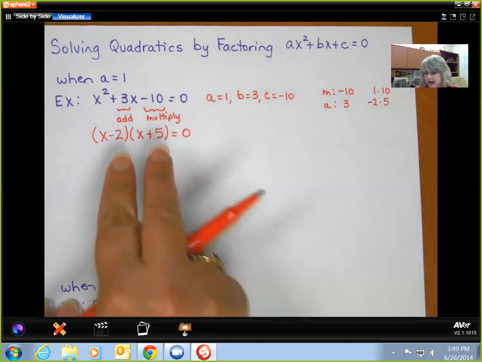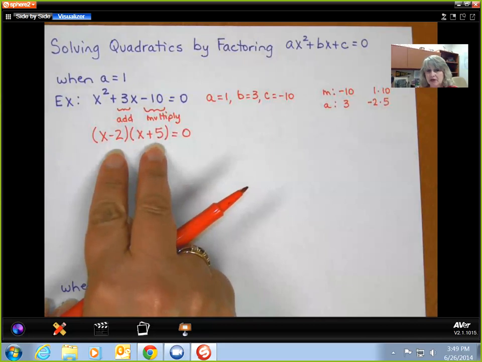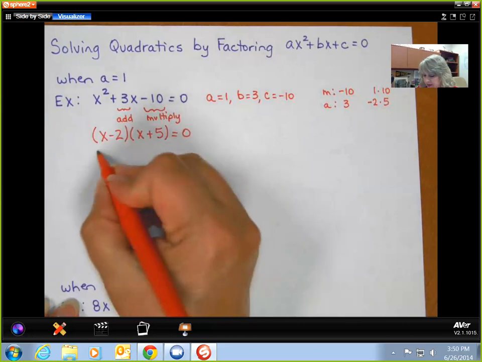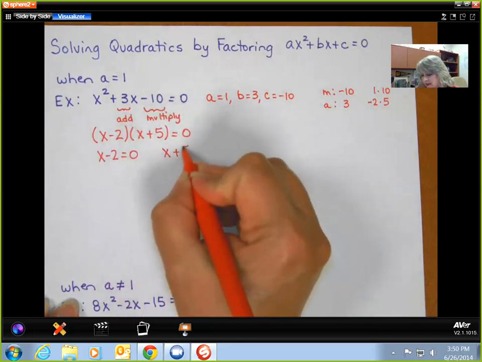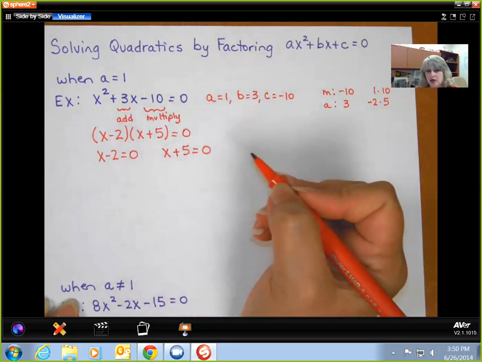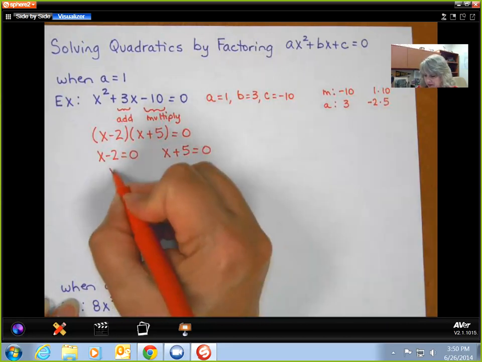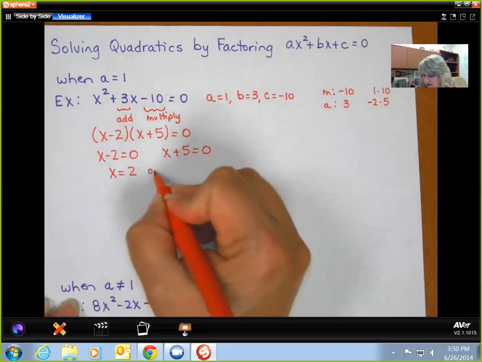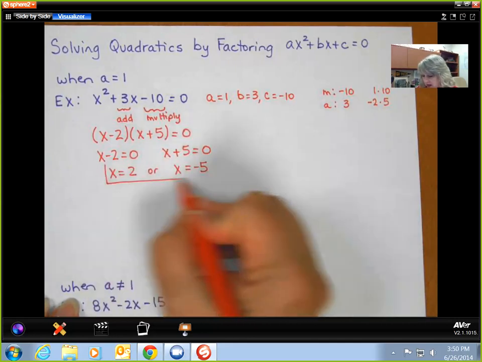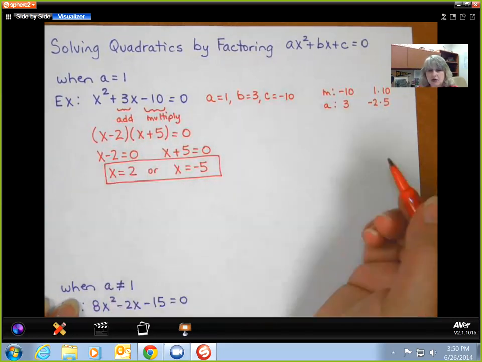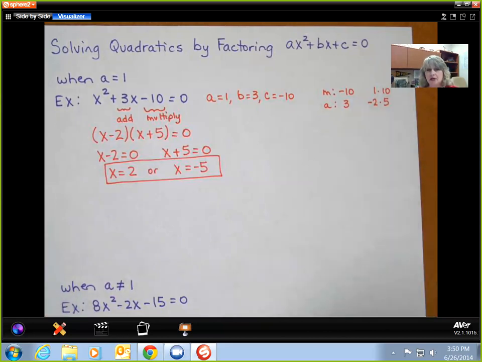And of course, anytime two things multiply to give you 0, at least one of those values has to equal 0. So that means either x minus 2 equals 0 or x plus 5 equals 0. And then you solve for each one. We get x equals 2, or x equals negative 5. So both of these could be our solutions, positive 2 and negative 5.